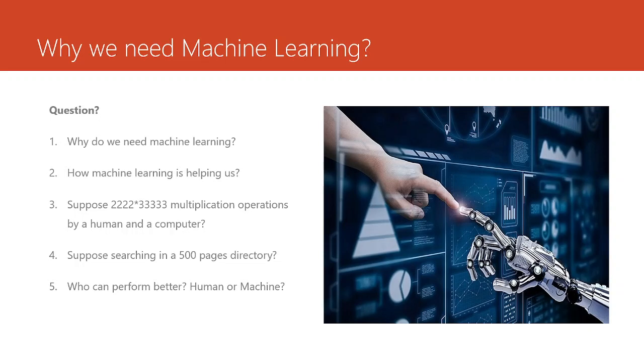But what if we give a PDF to a machine and ask the machine to find a word? The machine can find that word in 30 seconds, and can even find the multiple occurrences of that word as well. This is how fast a machine is and how it is helping us in today's era.